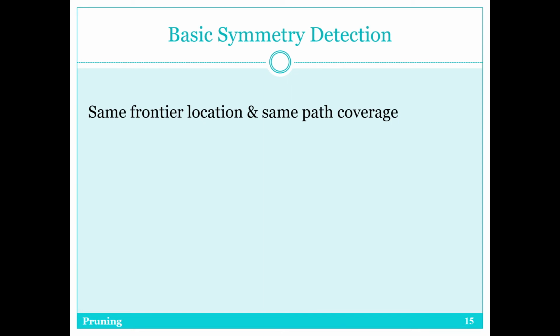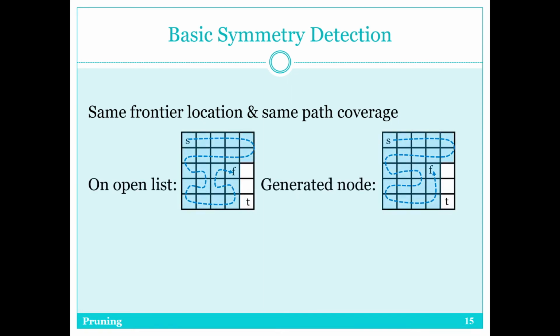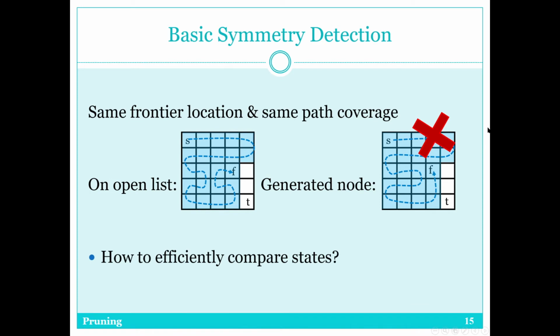The first pruning method is called basic symmetry detection. In this pruning method, when we are generating a node, we're looking at the open list to see if there is another node that covers the same area. If we have one and it also has the same frontier, we can ignore it. To do that efficiently, we're using a hash function on the covered area, and when we're generating a node, we're comparing all the nodes that have the same hash value.